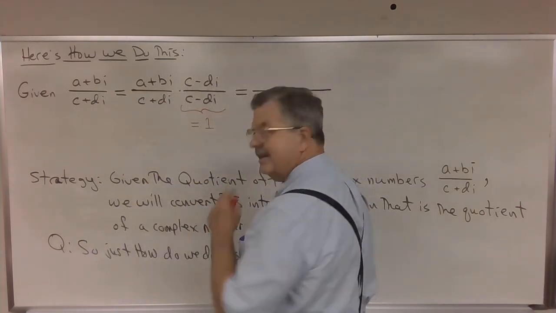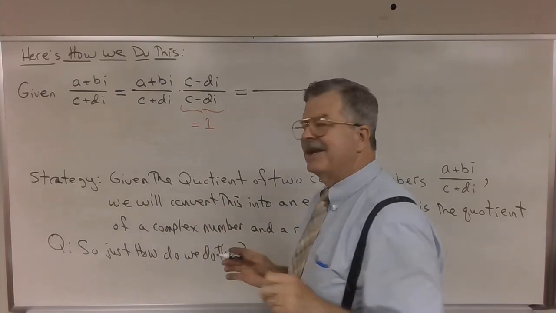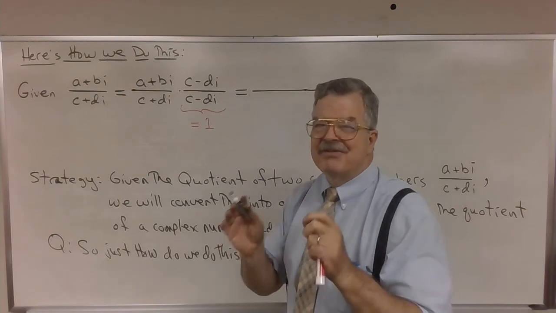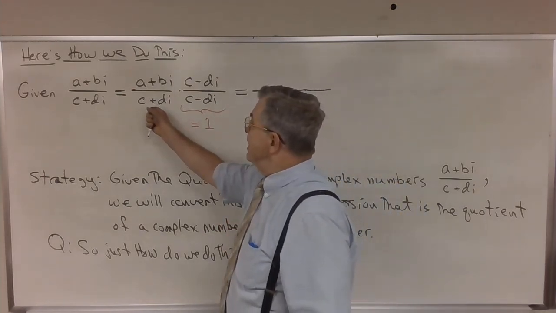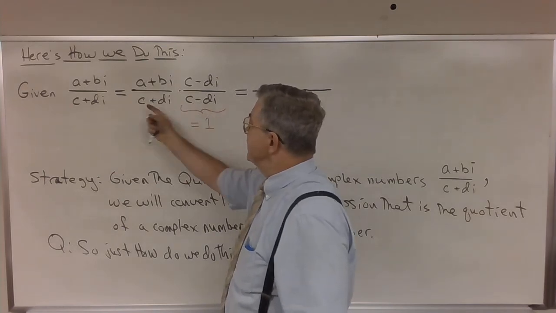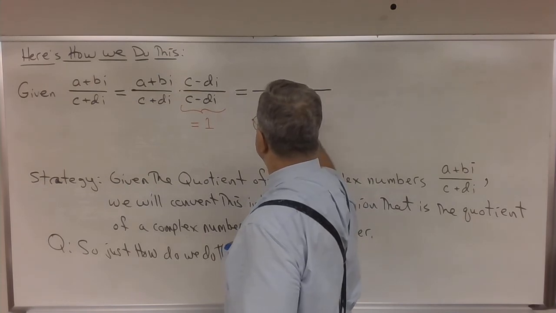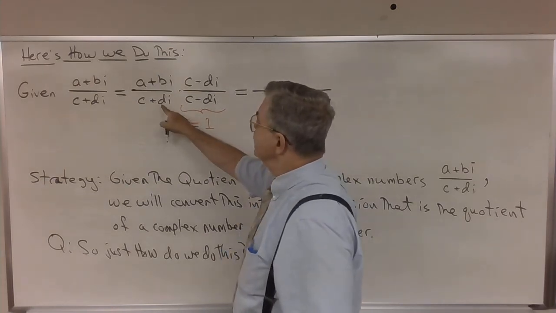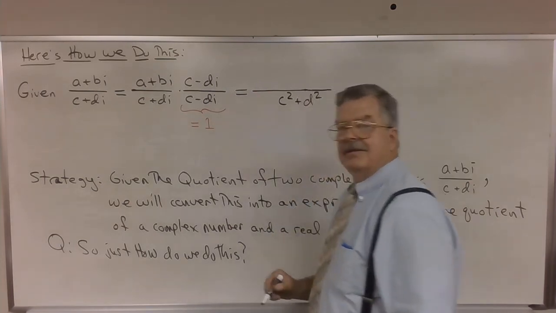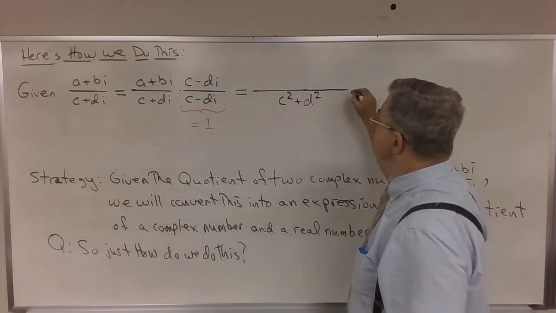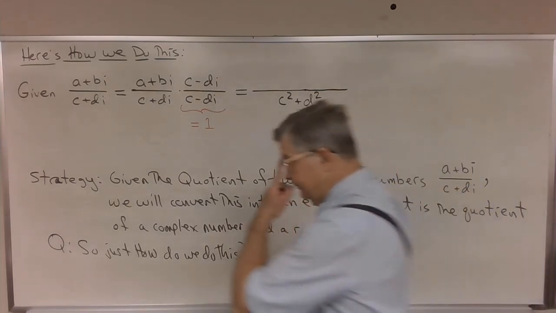So let me do the easy part first. Like I said, I'm in a cowardly mood today. I'm going to do the stuff I can do easily first. The product of a complex number and its conjugate: we take the first term and square it, plus the second term and square it. The bottom is a real number. Now I've got to multiply out the top.